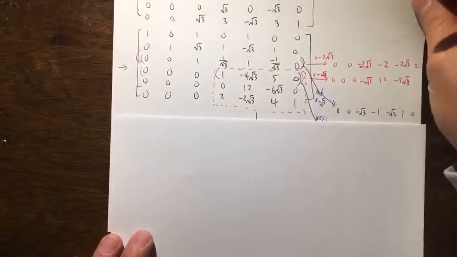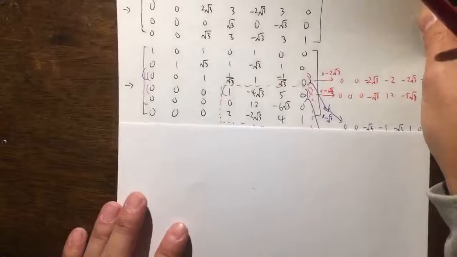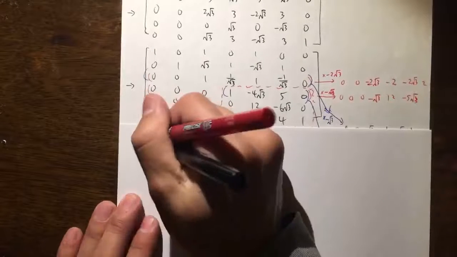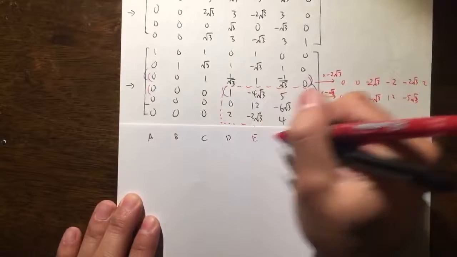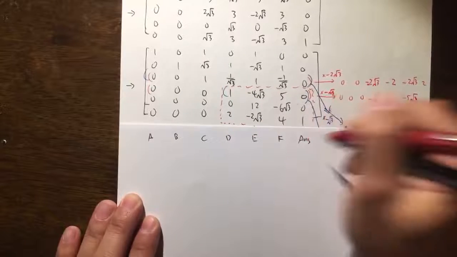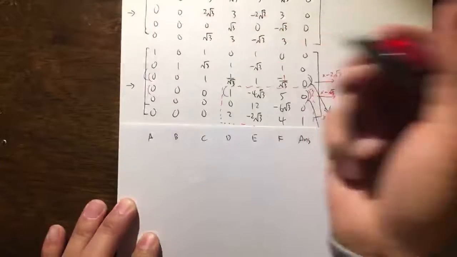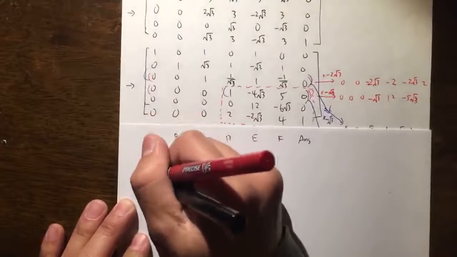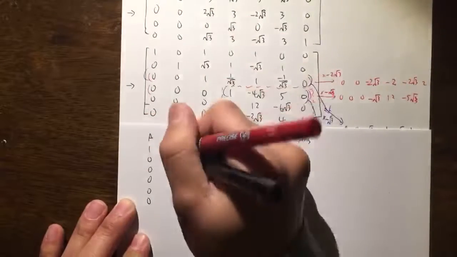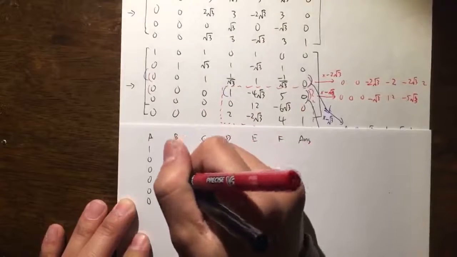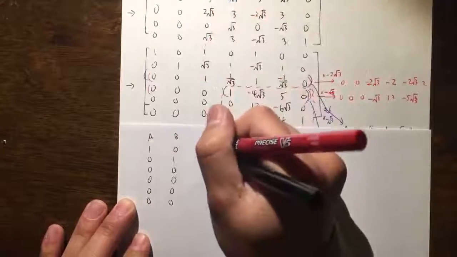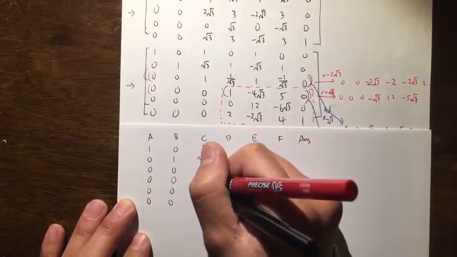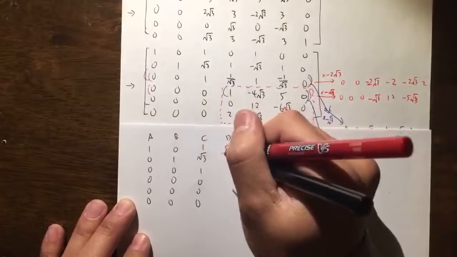Okay, so now I'm just going to use another page, and I'm going to copy things down for you guys. Let's see if I can copy this down correctly and not make any mistakes. Okay, so here we go. I'm going to put down A, B, C, D, E, F, and answer. This right here pretty much stays the same for now. Actually, I'll put down this 1, 0, 0, 0, 0, 0, and then this is 0, 1, 0, 0, 0, 0, and then this is 1, square root of 3, 1, 0, 0, 0.